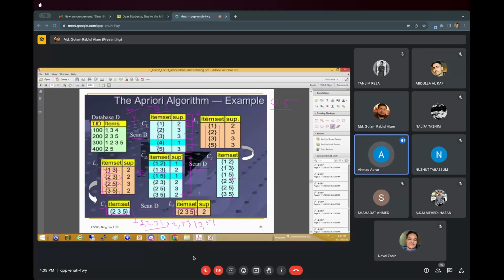Sir, as we are trying to use this in autocomplete, suppose I have pressed one character, it will give me in the suggestion box the item set of one item like L1. And if I have pressed two characters, then it will give me the item set of L2 in my suggestion box. Is this how it works?